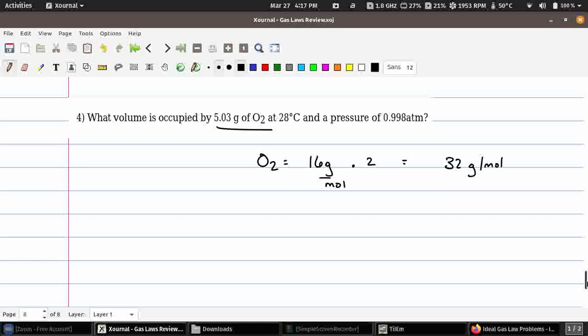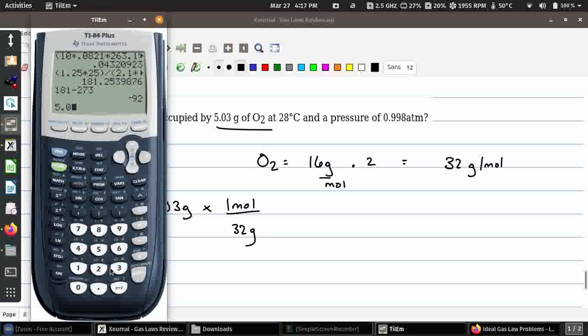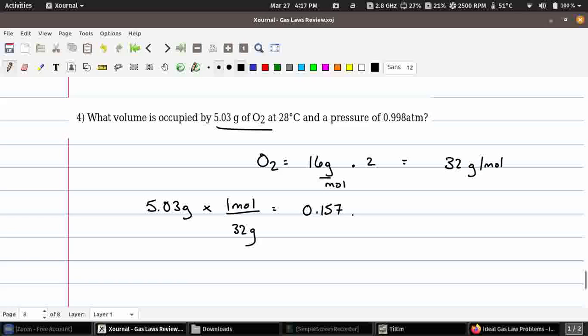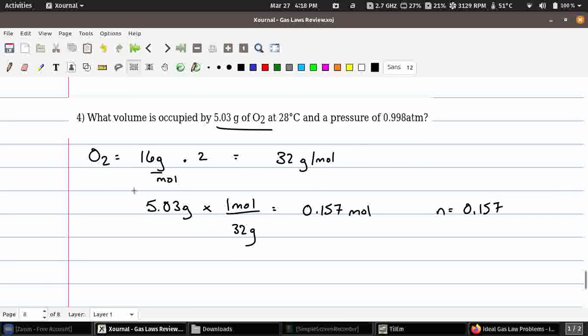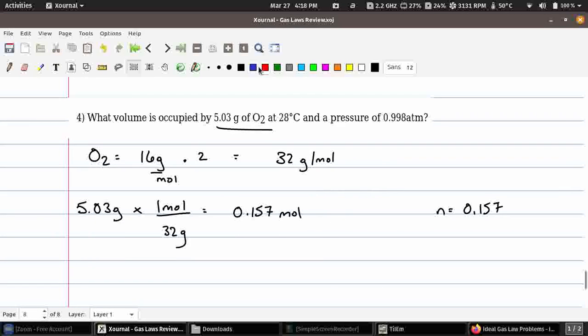All right, so you have to find out how many moles you have first. So 5.03 grams times 1 mole over 32 grams. So 5.03 divided by 32, that's going to be 0.157 moles, ish. So n equals 0.157. Let me clean this up a little bit. That way nobody gets lost when they're reading. I've been told my math is extremely sloppy sometimes.